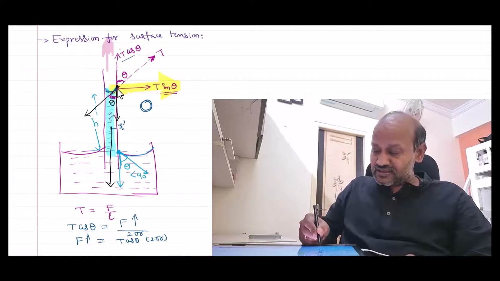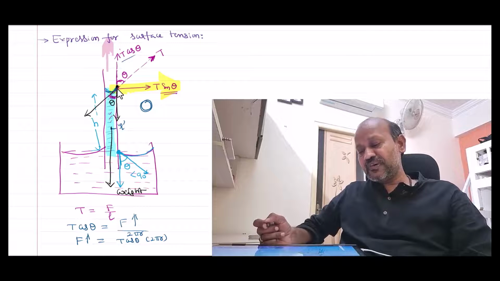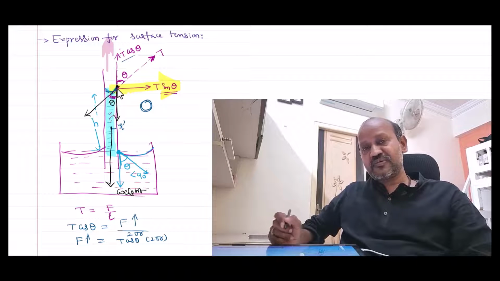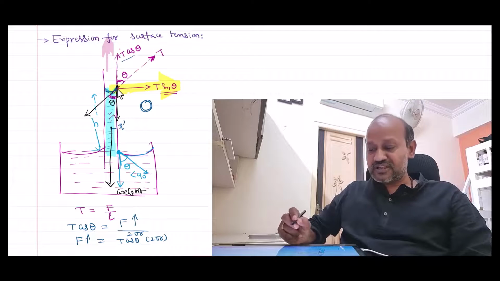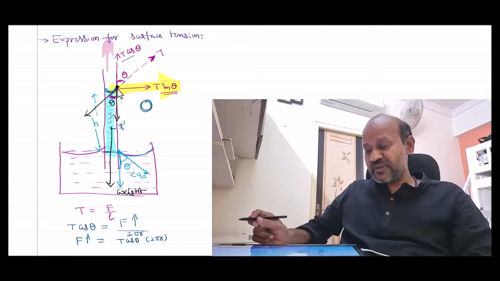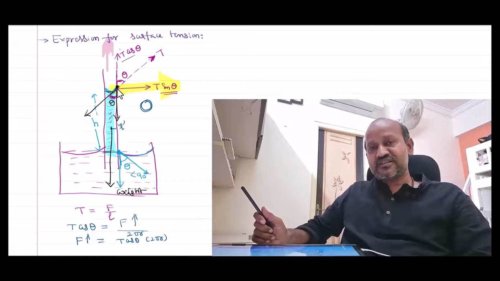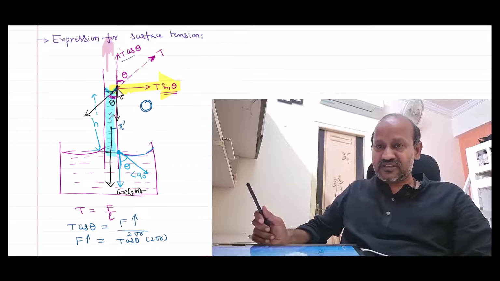That weight starts acting in the downward direction. So the liquid will be able to move up until the surface tension force is able to compensate the excess weight of the liquid that is there in the capillary tube. So when weight balances surface tension, the liquid stops rising further.